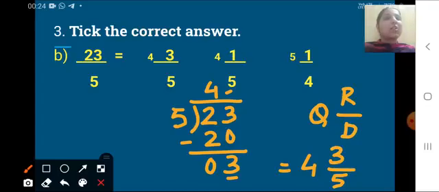So which is the correct option? This one. 4 whole 3 upon 5. Okay.